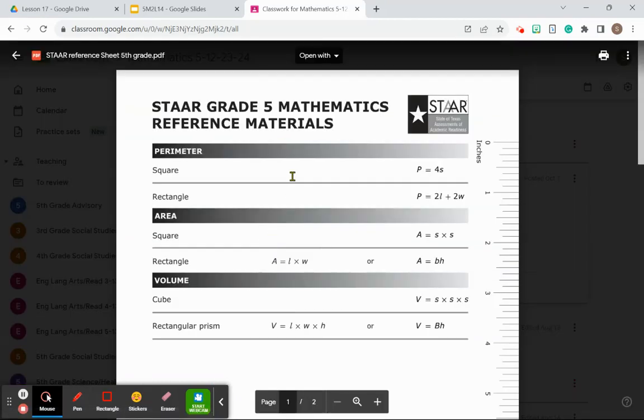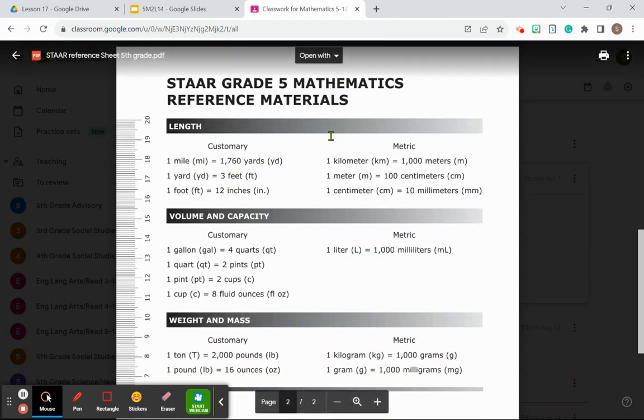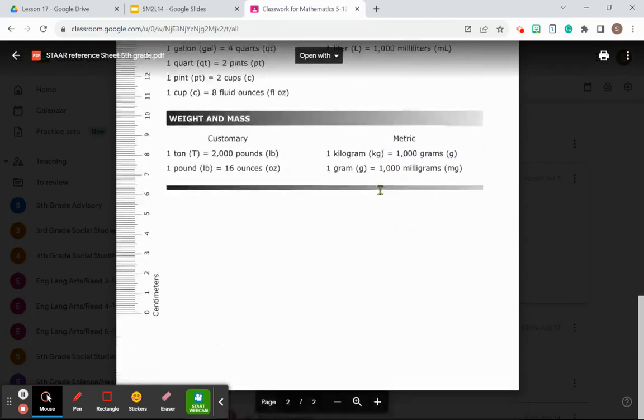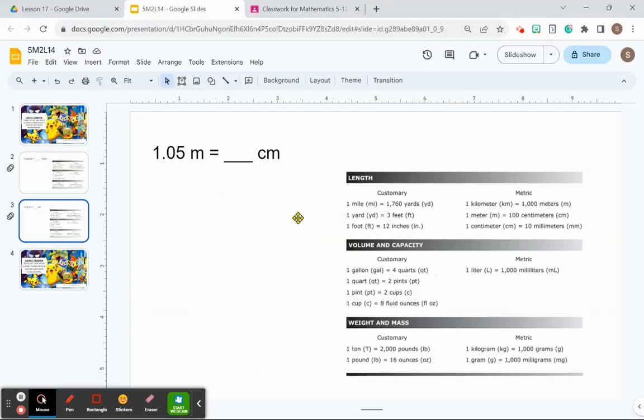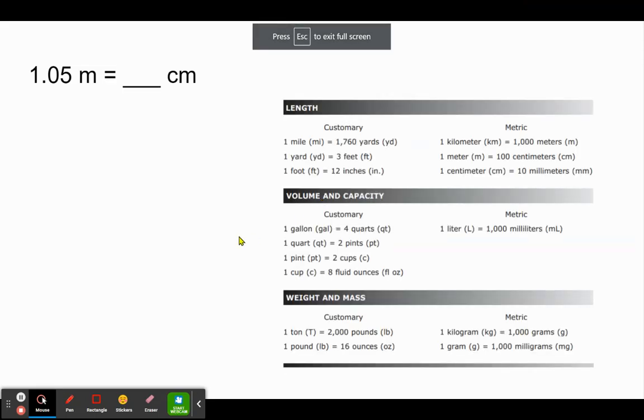So when you click on STAR reference chart, you'll see this chart right here, which is going to give you formulas for perimeter and area and volume. But if you scroll down, it'll also give you some conversion lengths of what are equivalent measurement lengths. Okay, so that's where you can find this chart. Now, for the sake of this presentation, I just snipped a few of the pieces here. So we have our conversion chart right here.